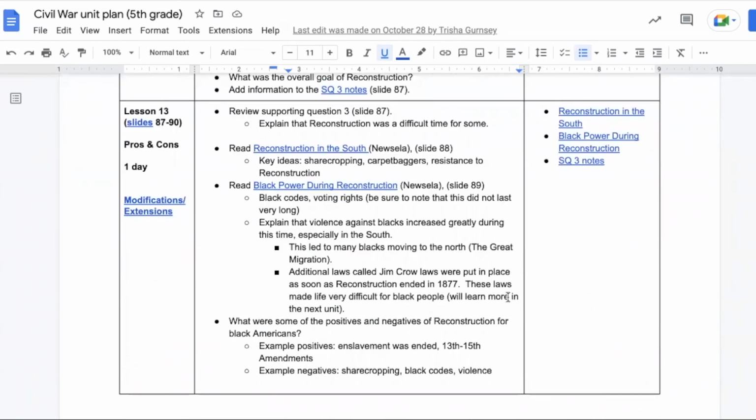Lesson 13 is about the pros and cons. We're going to take a look at Reconstruction in the South and see how people reacted to things such as sharecropping, carpetbaggers, and overall resistance to Reconstruction.